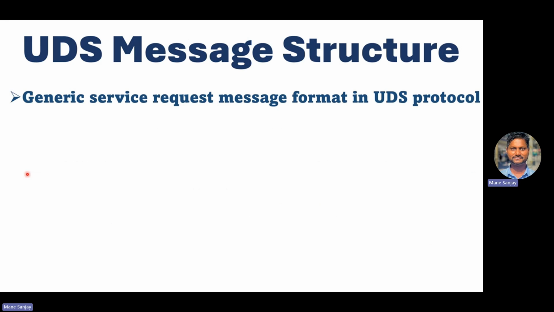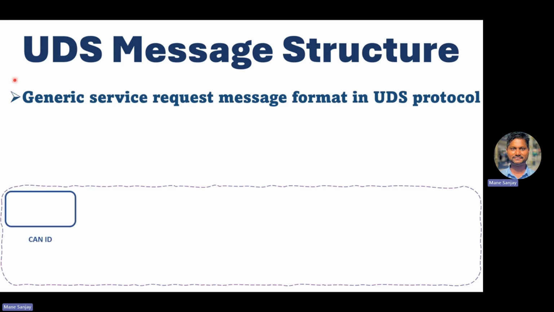The generic service request message format: how does the message look in the UDS protocol? It starts with the CAN identifier. Now, just remember, this CAN identifier is not standardized. For a few services, yes, it is standardized, but again, it is based on the need of the specific service to be implemented by that OEM. They can implement the identifier, but it must be mutually agreed between the tier one supplier, tier two supplier, as well as the OEM and the supplier and the tool developer.